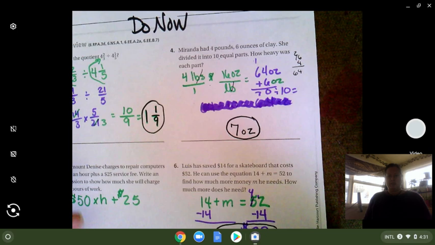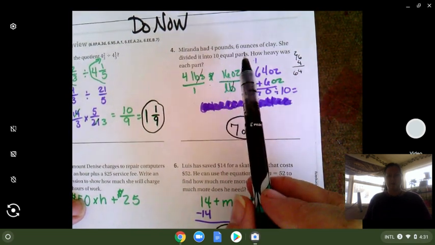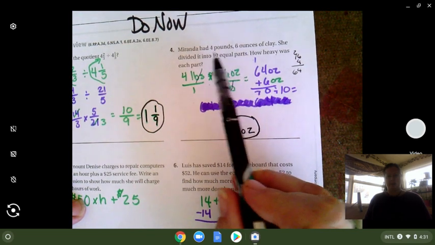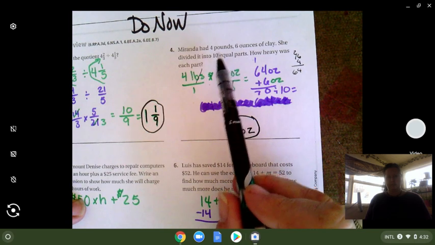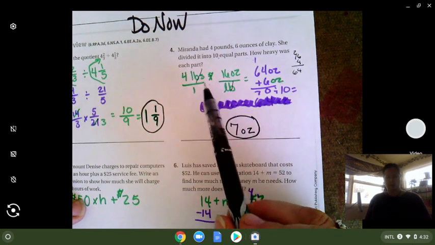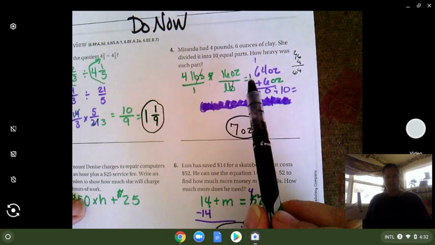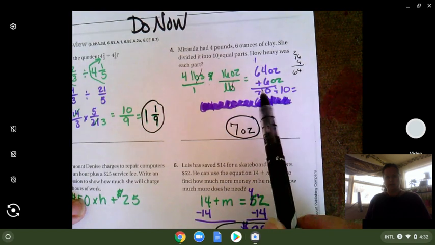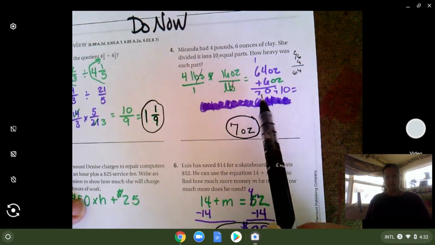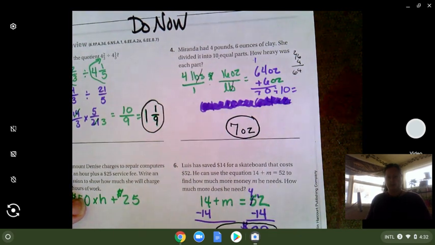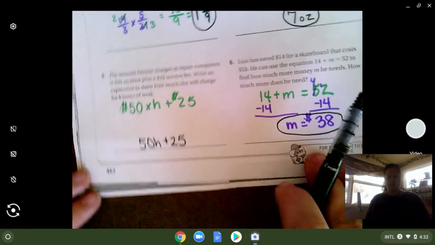Miranda had 4 pounds, 6 ounces of clay. She divided it into 10 equal parts. How heavy was each part? So my first job here is to change my pounds into ounces and then add the 6 ounces that I have here. So first I'm going to take my 4 pounds. There's 16 ounces in 1 pound, right? 16 ounces in a pound. So I multiply. 4 times 16 is 64, and I add the extra 6 ounces, which will give me 70. And I want to divide that into 10 equal parts, so 70 divided by 10 will be 7 ounces for each part. All right, number 5.